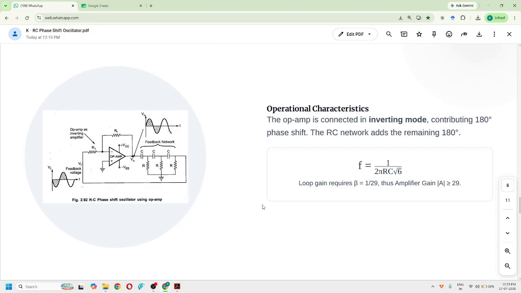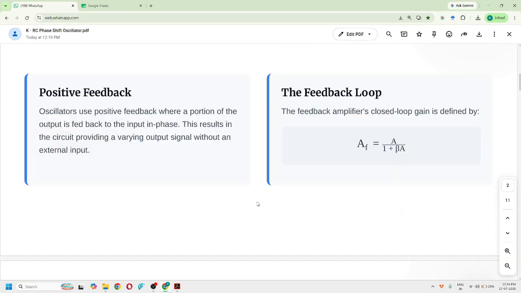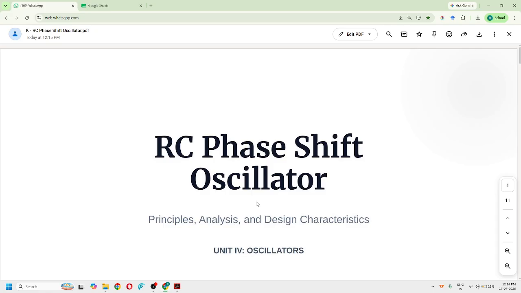We can use either an op-amp or a transistor. What are the advantages? Excellent frequency stability, and it generates a pure sine waveform. It is widely used in audio frequency applications ranging from 20 Hz to 20 kHz. The limitation is that the R and C values are very low, so we cannot generate very high frequencies. That's all about the introduction to the RC phase shift oscillator.